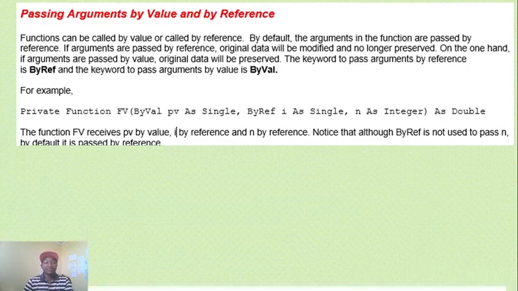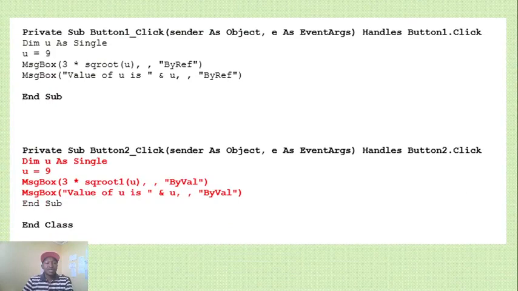Therefore, from there we can go and see the example where we get to use by ref and where we have to use by value. For example, dim u as single, u equals 9. Then we have message box, 3 times square root of u. Then we shall pass the answer by ref, and therefore the value of u is now the u computed here, which is 9 by ref.